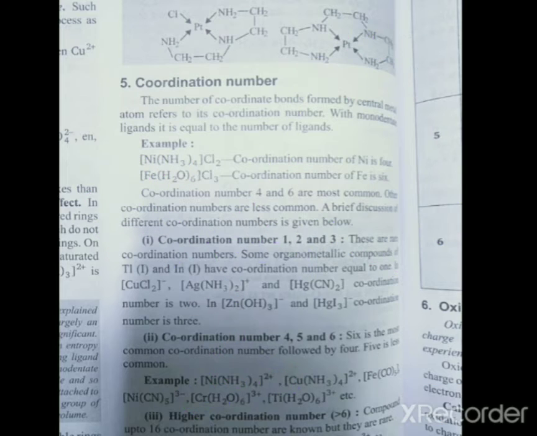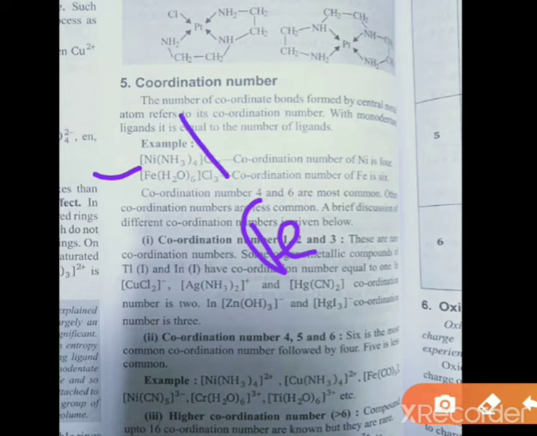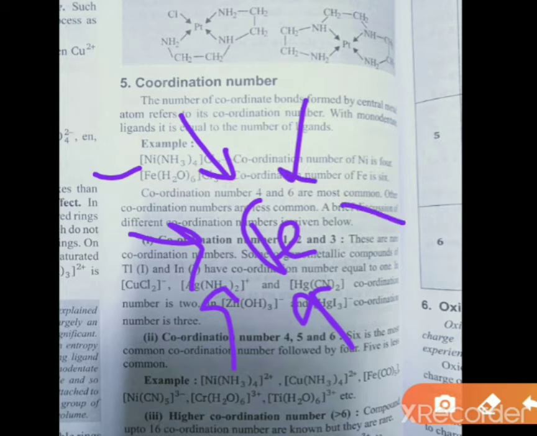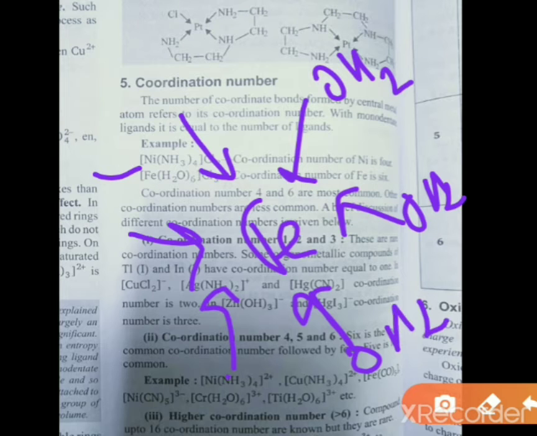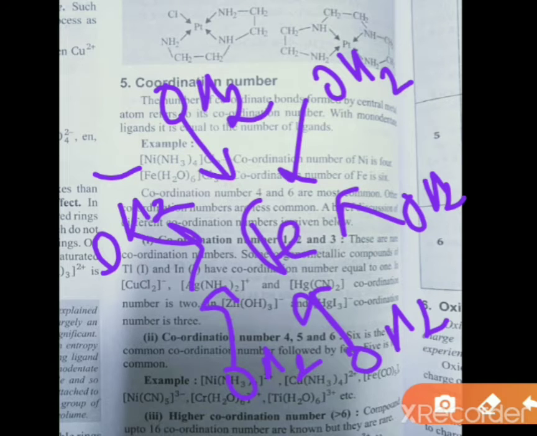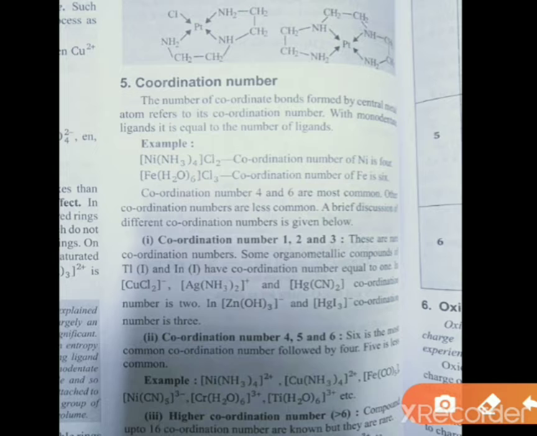Now students, you can see the second example, Fe(H2O)6Cl3. For this complex, Fe, the central metal, is surrounded by 6 H2O. You can write it like this, 6 H2O, because here oxygen is the donor atom, so you can write OH2 also. So here the Fe metal is surrounded by 6 H2O molecules. That's why it has a coordination number of 6.